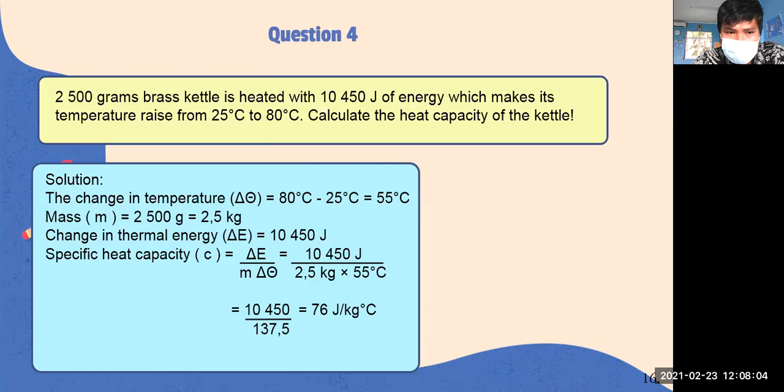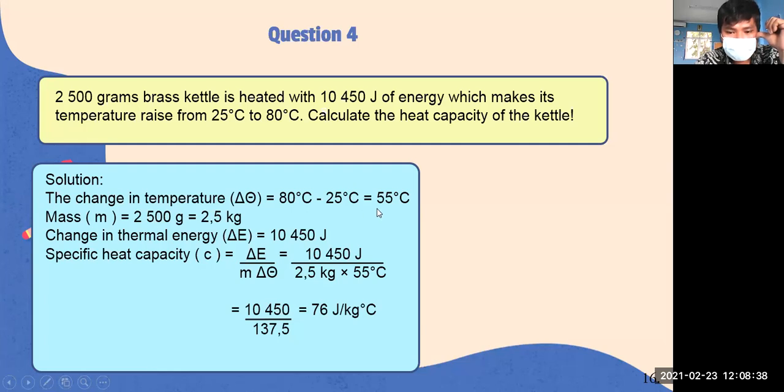Okay, question 4. A 2,500 gram brass kettle is heated with 10,450 joules of energy, which makes its temperature rise from 25 degrees Celsius to 80 degrees Celsius. So we should calculate the heat capacity of the kettle. So first, we're going to put up the solution, which is the change in temperature, or delta theta, which is 80 degrees Celsius subtracted by 25 degrees Celsius. So it will become 55 degrees Celsius.